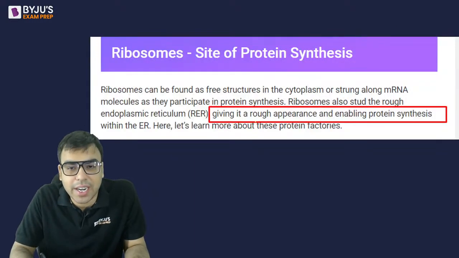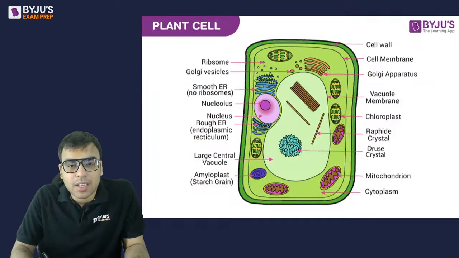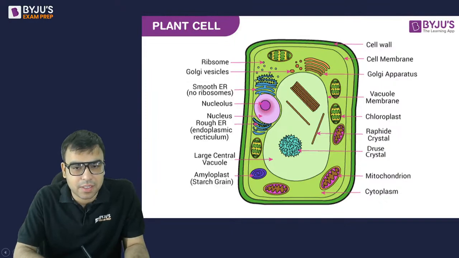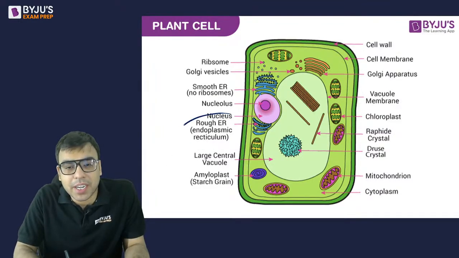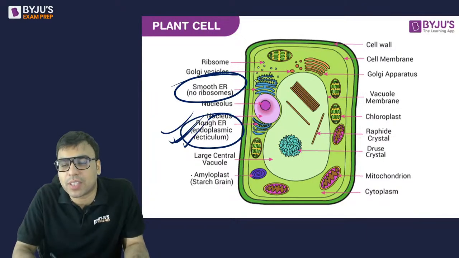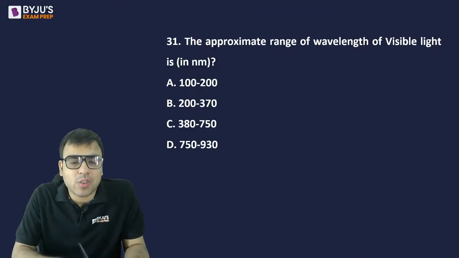ज्योति, किशन, you all right. ठीक है, यस, ओके. देखो इसी में एक्चुअली होता है, रफ एंडोप्लाज्मिक रेटिकुलम, एंड स्मूथ एंडोप्लाज्मिक रेटिकुलम. सो रफ वाले में राइबोसोम्स भी होता है. ठीक है. The next one is question number 31.